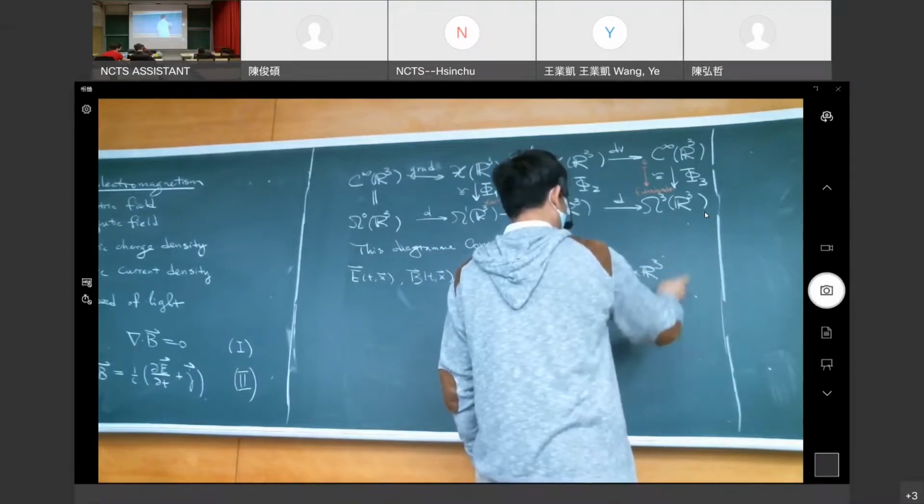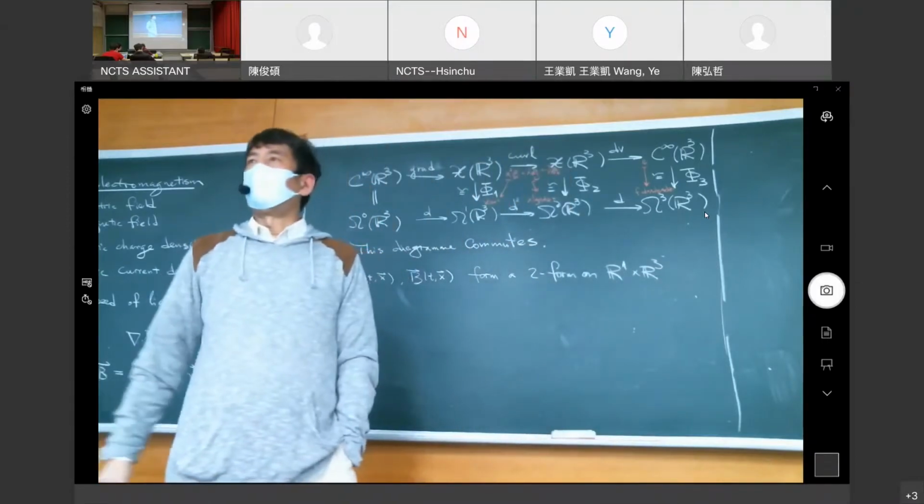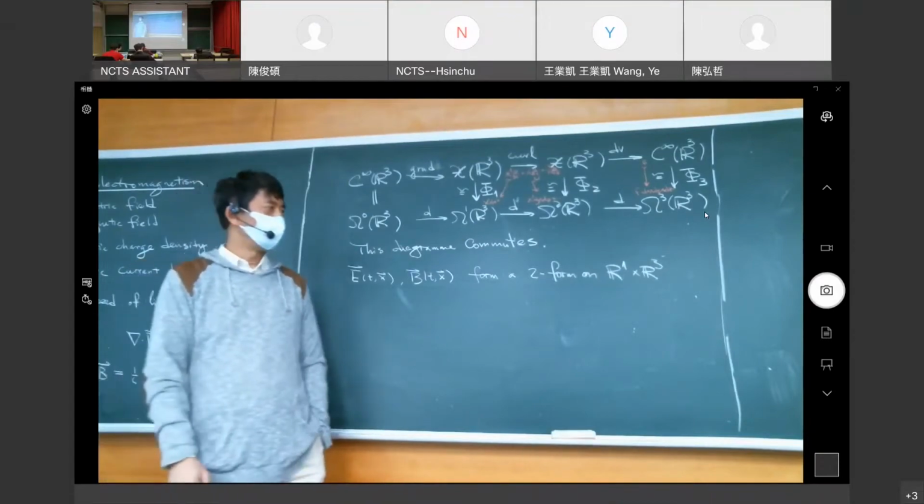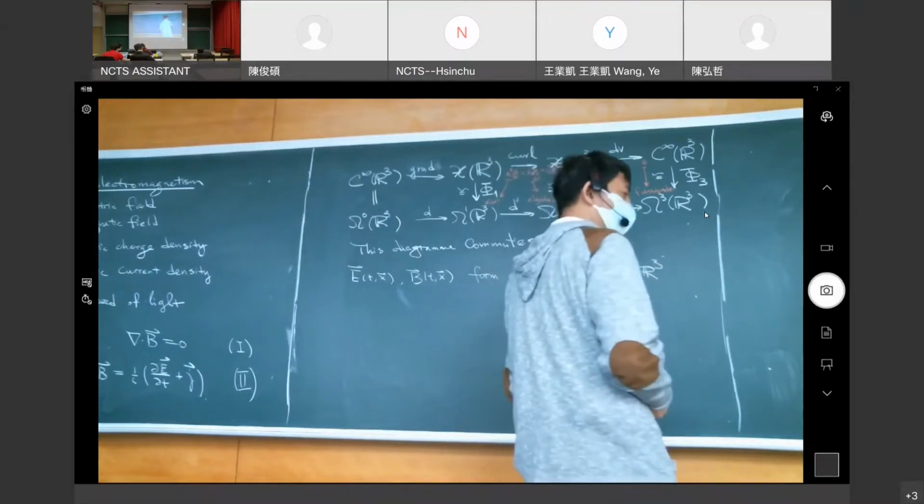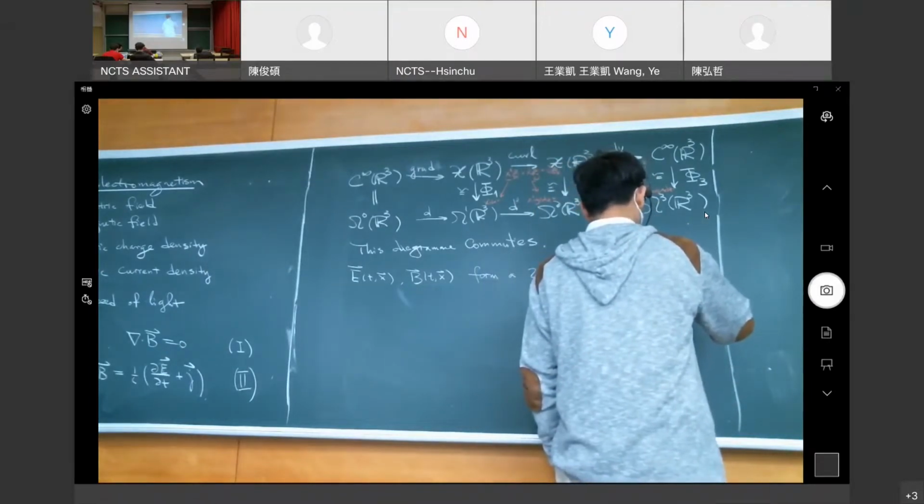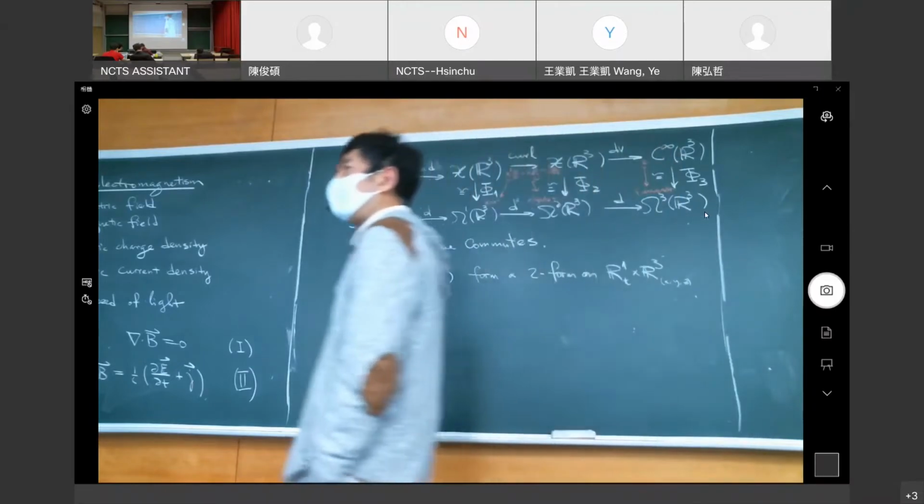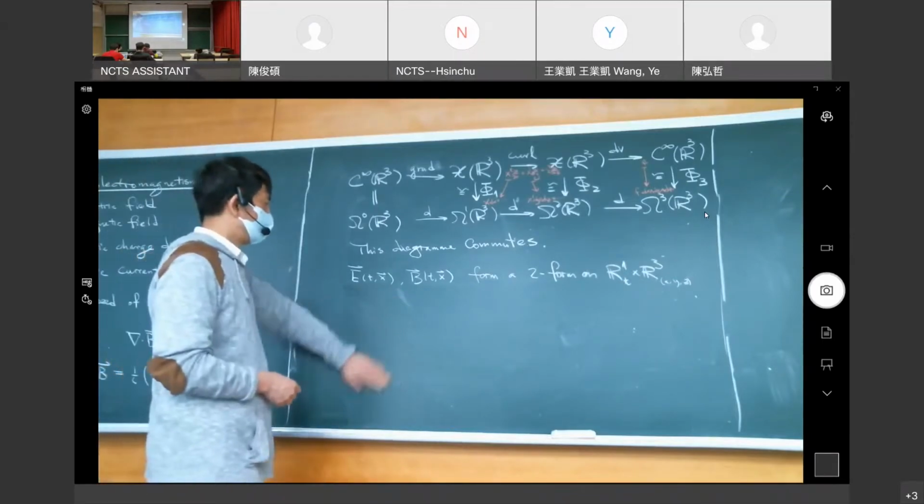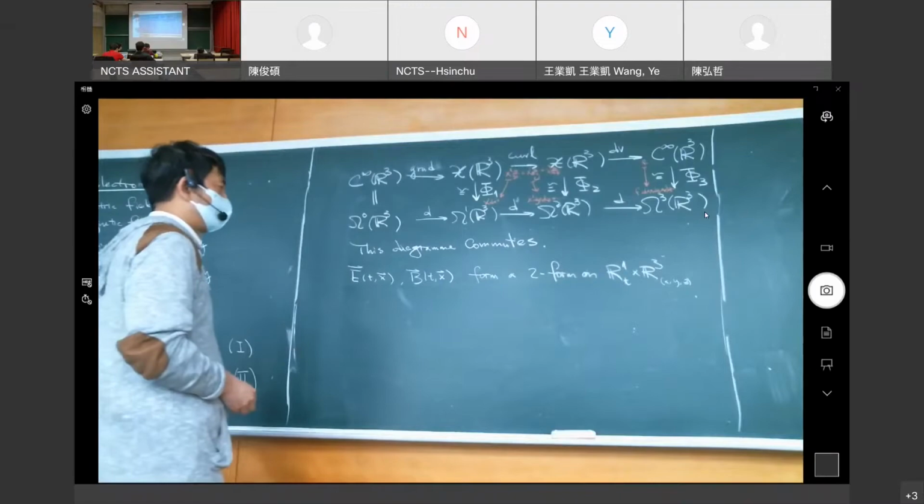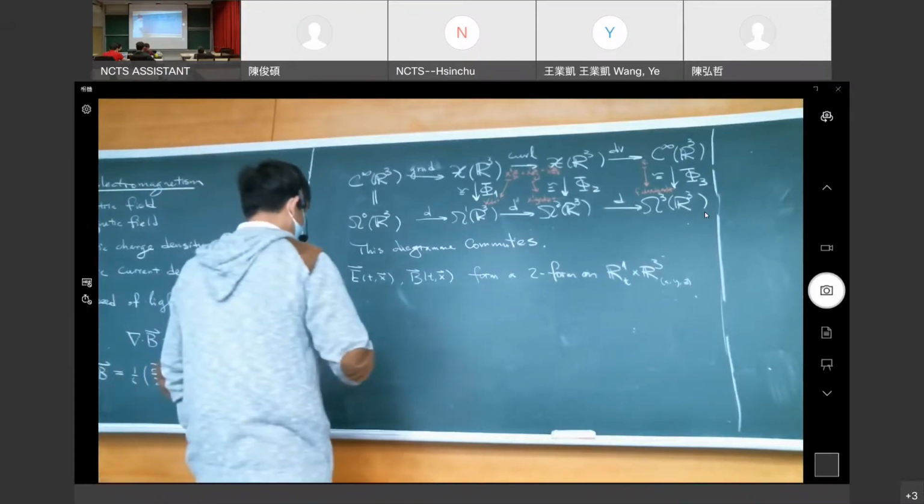And the four-dimensional space is R1 cross R3, where R1 has the time coordinate, and R3 has the standard x, y, z coordinates. So this is a four-dimensional space-time. Right now, it's just a trivial product of these two spaces. But I'm going to rewrite these Maxwell's equations by doing the following.